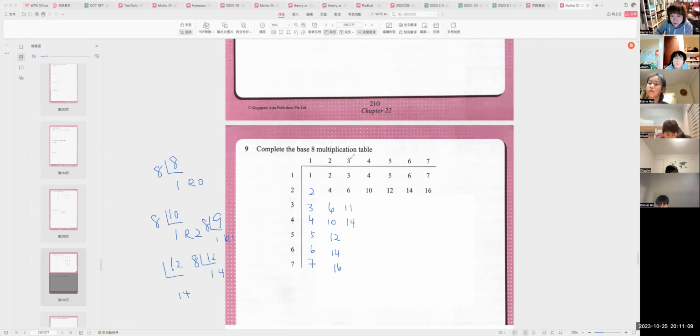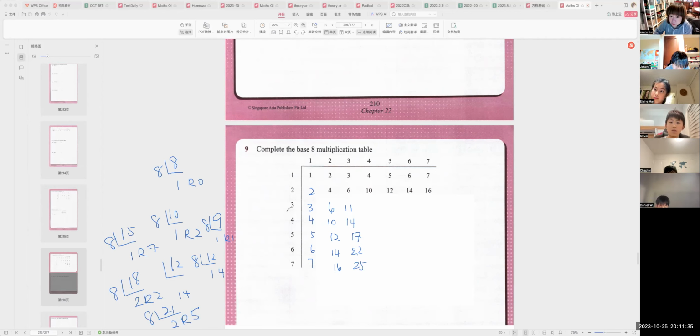Am I right? Yes. Okay, 3 times 5, 15 over 8 equals 1 and the remainder 7. So it's 17. And 18, remainder 2. So it's 22. And 21 over 8 equals 2 and the remainder 5. So it's 25. Get it, everybody?